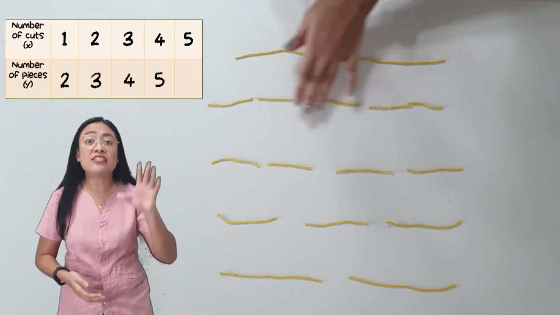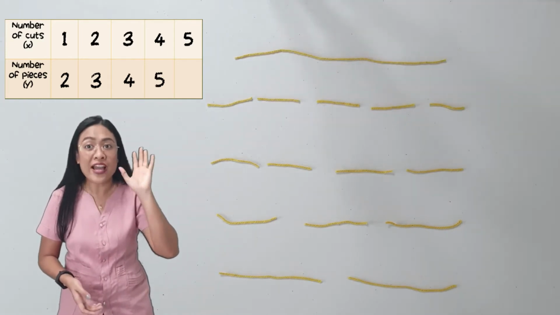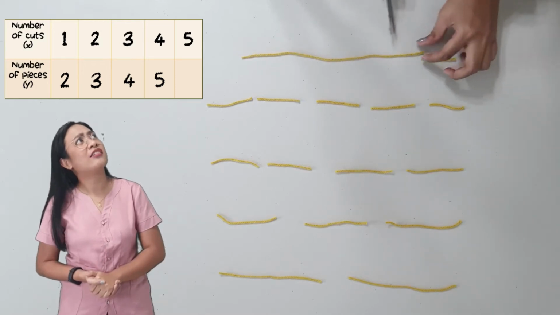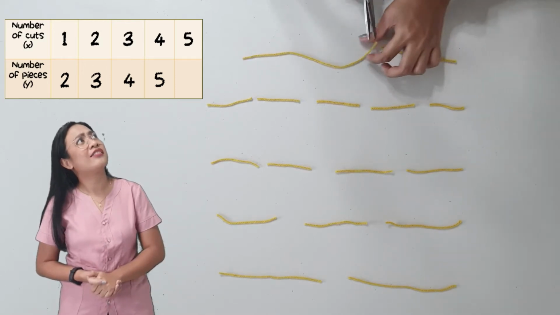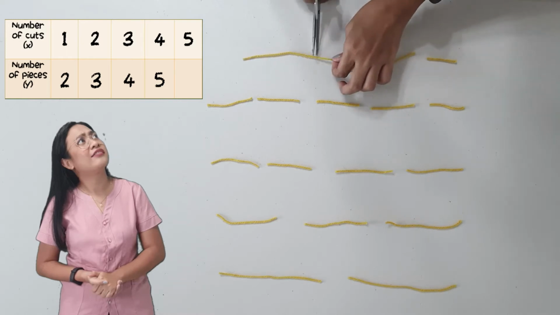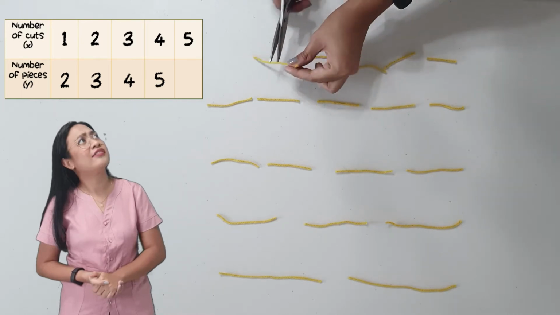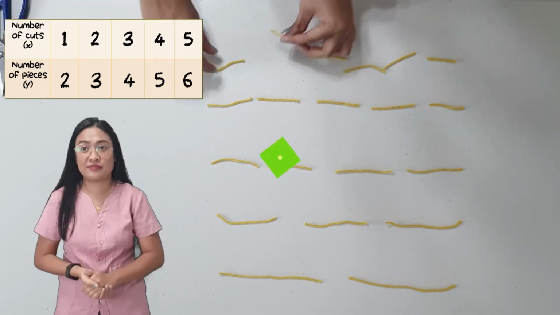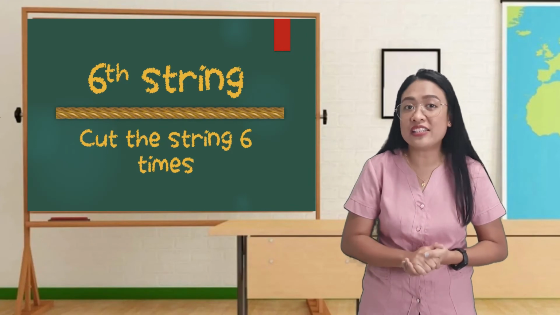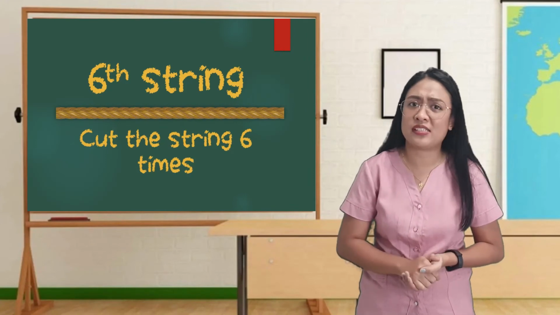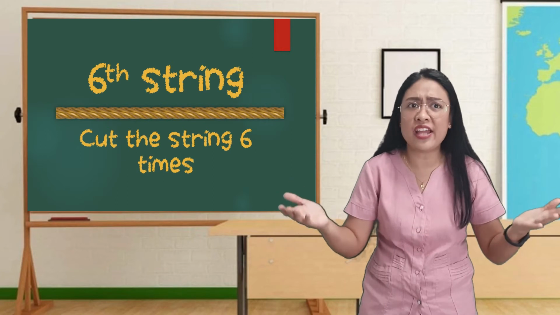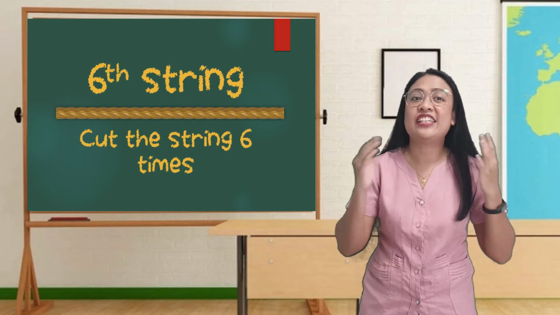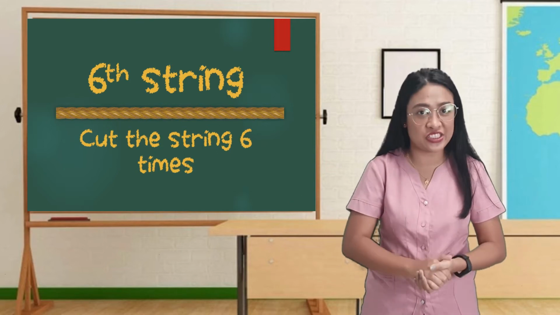Now, cut the fifth string 5 times. How many pieces are there? Very good. Now, without cutting a string 6 times, how many pieces are there? Have you seen a pattern? If yes, describe the pattern and state your conjecture.